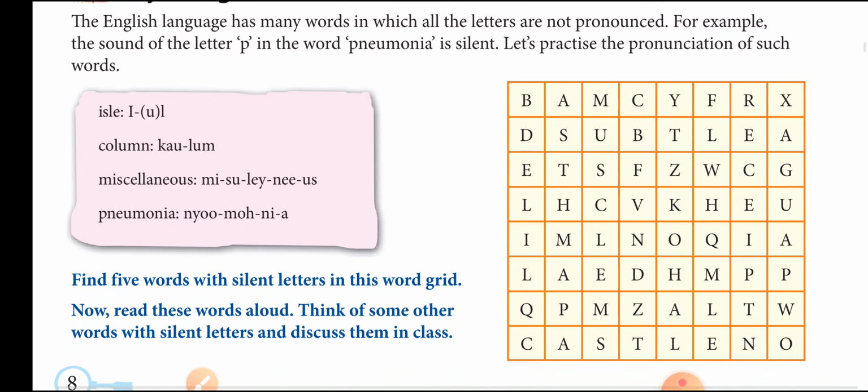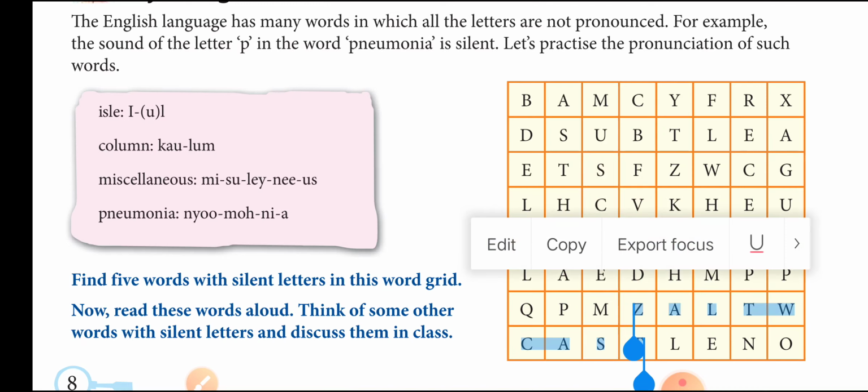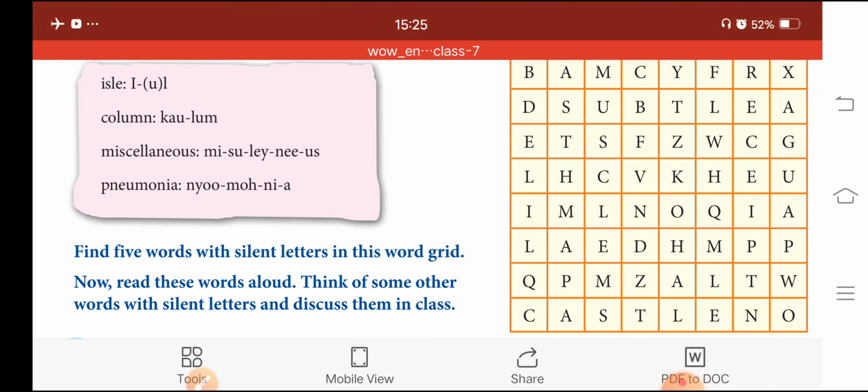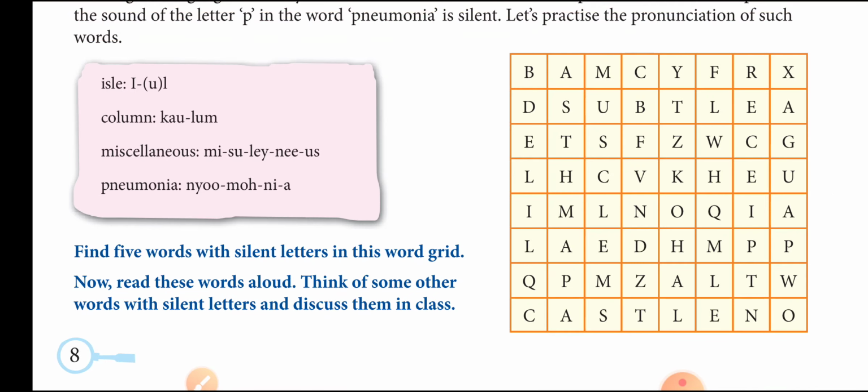So this is the grid given to you, and here you have to find out the words given in the pink box, right? Number 1 is column. Column, see, column. Second is miscellaneous. Third is pneumonia, and the first one is Islay. What is this? Islay. So find 5 words with silent letters in this word grid. Now read these words aloud. Think of some other words with silent letters and discuss them in class.